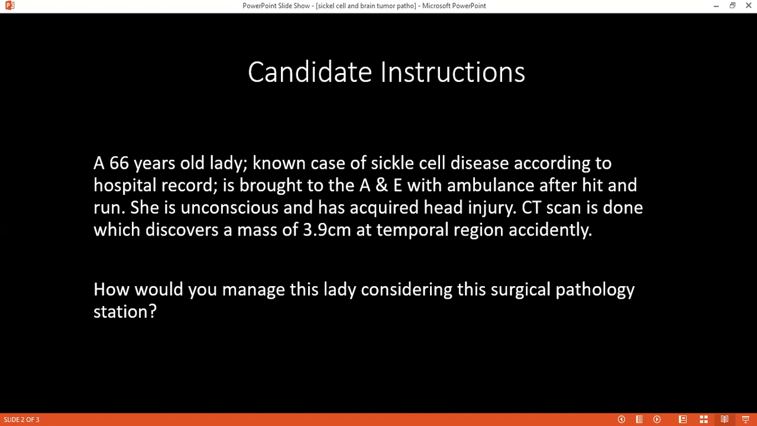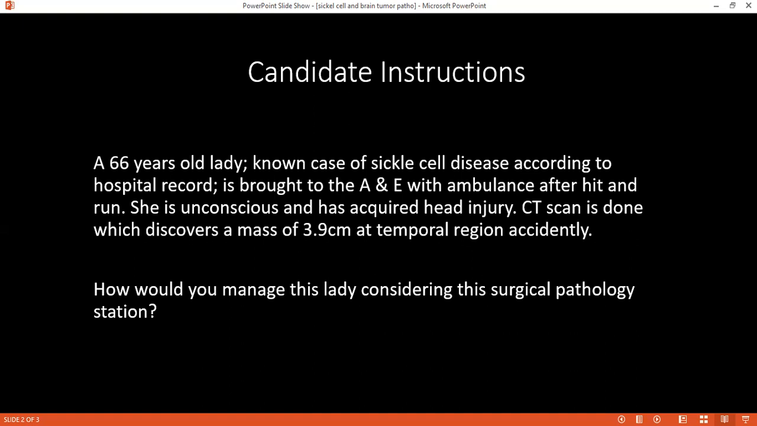Yes, thank you. In this case, a patient was brought to the hospital after a hit and run. He was unconscious. There was an accidental finding of a mass in the temporal region on CT scan. So how do you approach this? What should be the management of this patient? Yes, ma'am.